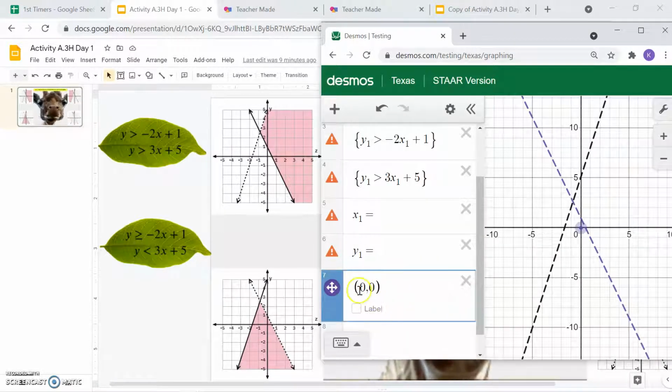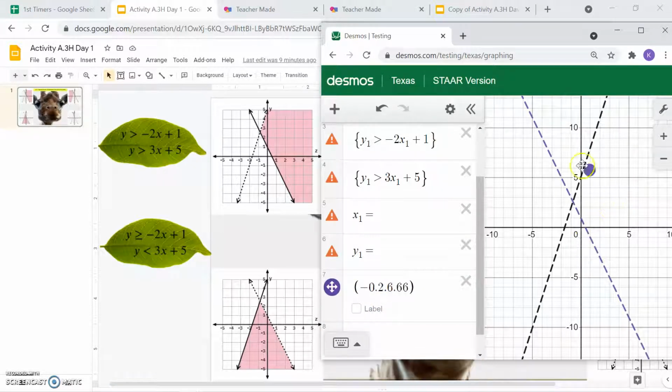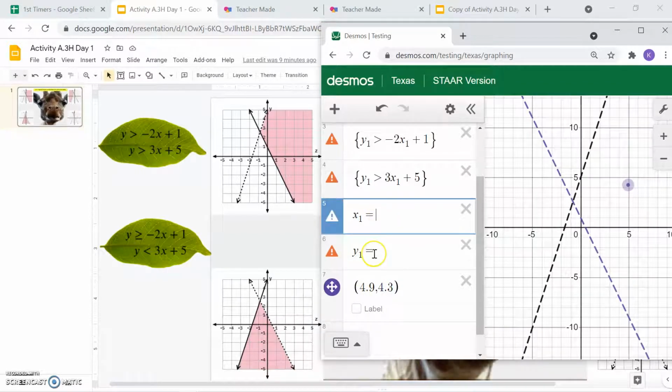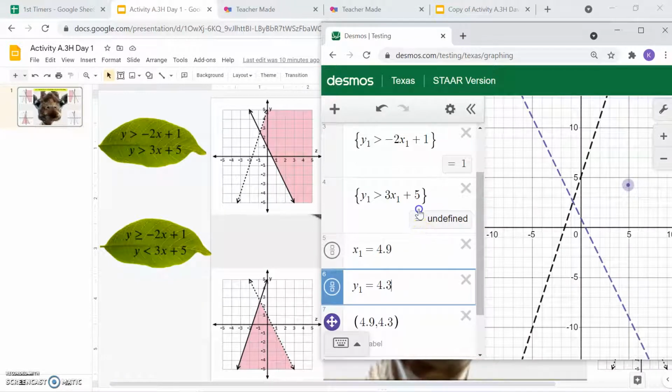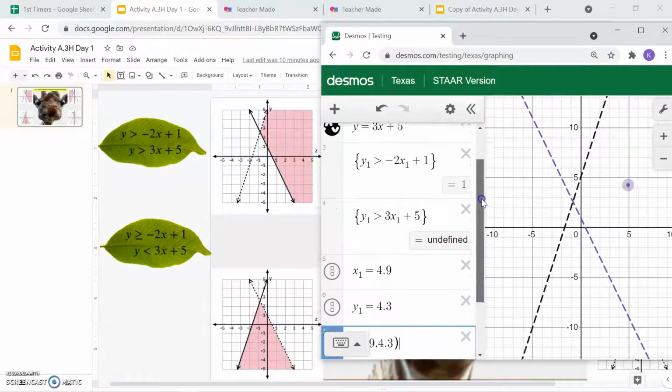So what am I doing with this point right here? I'm making it draggable so that, depending on where the shading is, this is how I'm going to get the point that's going to go right here to see if it's going to be true or not. Let's start off with this one right here. It says the shaded region is anywhere here, so I'm just going to pick any point right here. It doesn't matter. Okay, so I picked my point. See how I have my x1 and the y1? That's what I'm going to type in right here: 4.9 and 4.3.